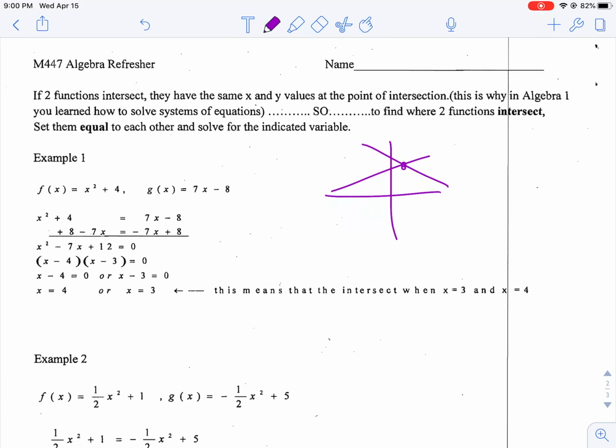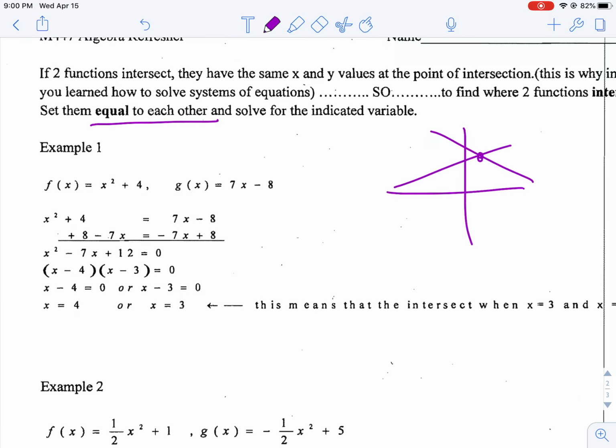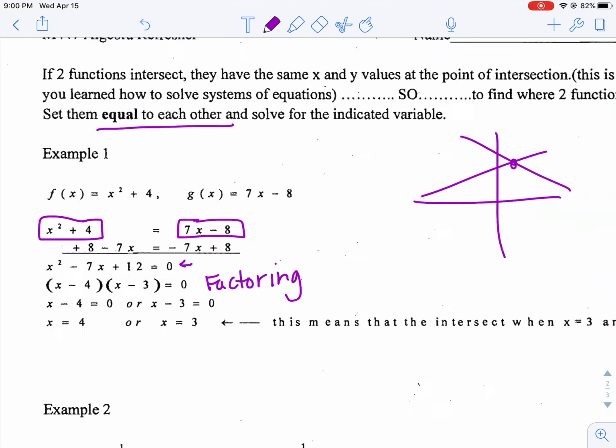Well, we can actually set them equal to each other. That's called equating. Okay, setting them equal to each other, making them equal, finding out where they're equal to each other. Now, in this case, we found the x values. You could also then substitute that back in and find the y values. So this was just setting this x squared plus 4 equal to the 7x minus 8. And then this one involved moving all the terms over where it equaled 0 and then using a factoring technique. Okay? This is all Algebra 1 here.